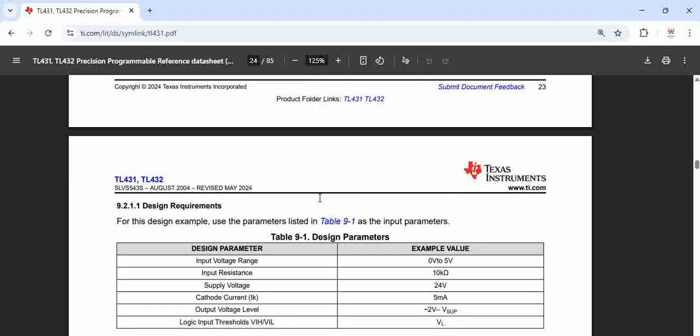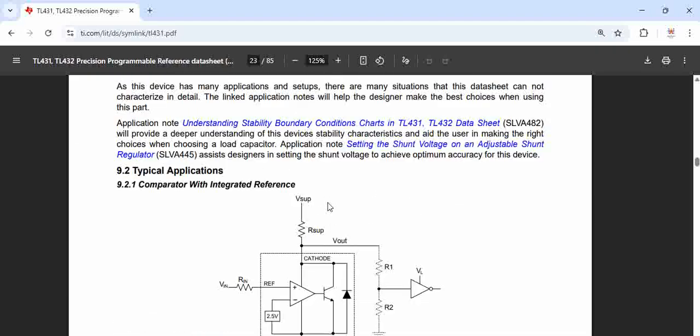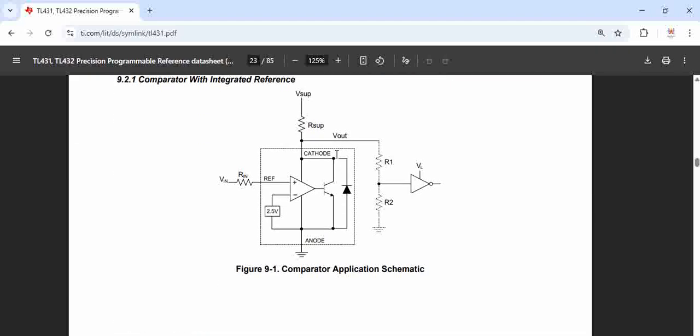Okay, and if we scroll down a little, so if you look at the IC perspective, there will be three pins. The first pin here, the second pin here. The first pin is the cathode. The second pin, which we are showing here, is the anode, and then the third pin is the reference. That means there are only three pins that are exposed out on the IC.